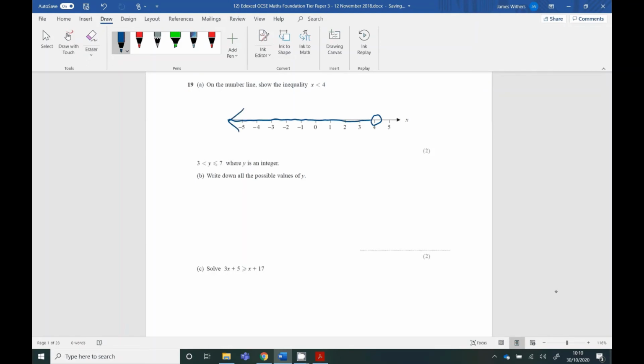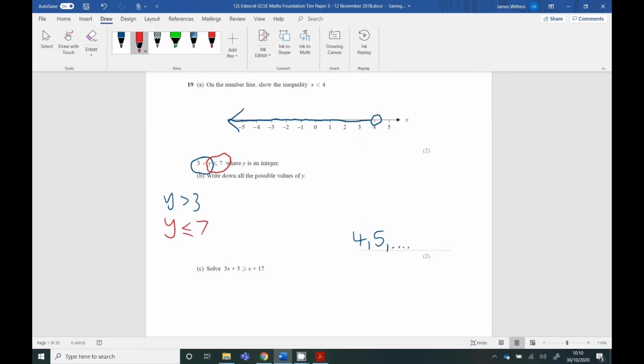Now for part B, we're told that y is an integer. That means y is a whole number, and we've got to write down all the whole numbers. Now this bit here, you've got to read from right to left. So that actually means y is greater than 3. So we're starting off a list with the whole numbers which are greater than 3. So that's 4, 5, and so on. Now reading the second part of it, this is as you would expect. That means that y is less than or equal to 7.